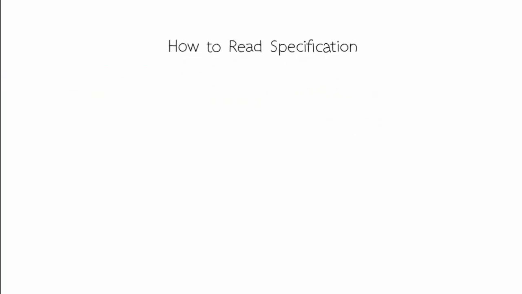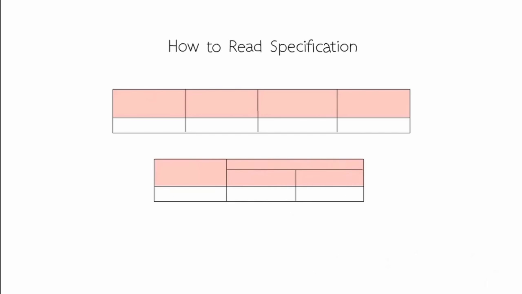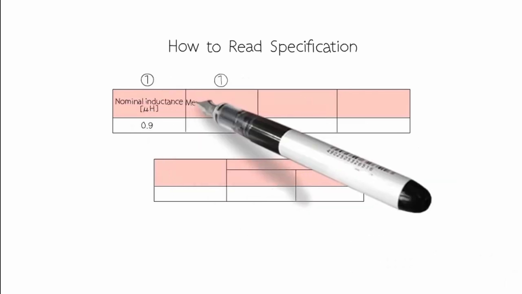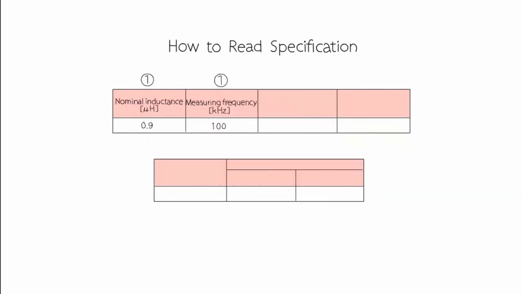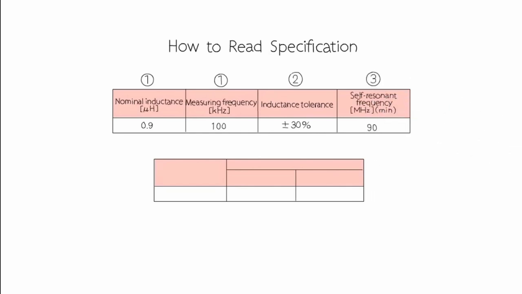Now we look at how to read the inductor specifications. The details of the specification items are: nominal inductance and measuring frequency indicate the inductance at the measurement frequency. Inductance tolerance refers to the tolerance of the nominal inductance. Self-resonant frequency indicates the maximum frequency at which the inductor can effectively operate.